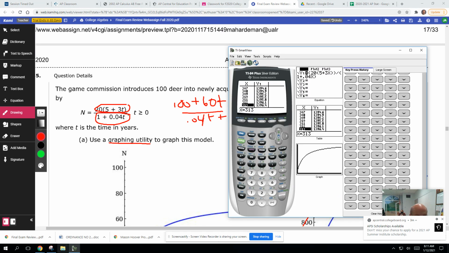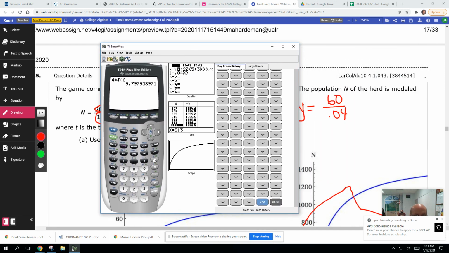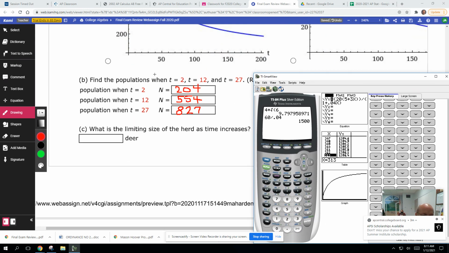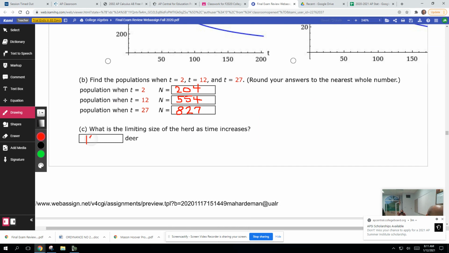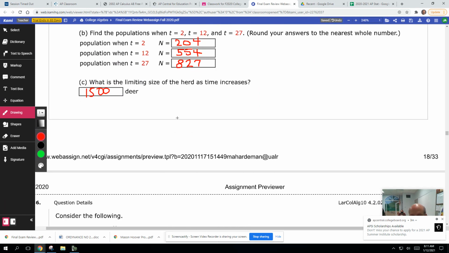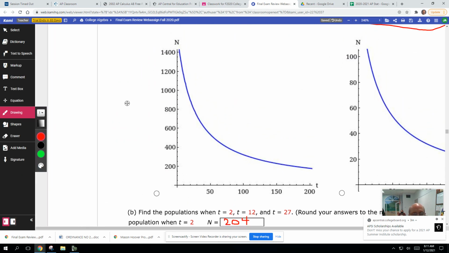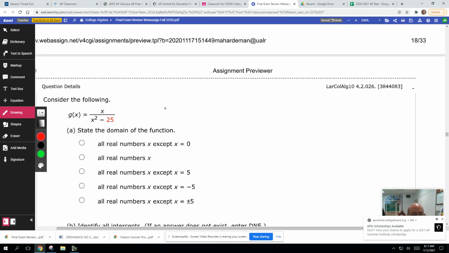This will be a little easier in tracing. I thought we'd be able to get to it quicker. But let's get second quit. Let's do 60 divided by 0.04. So 1,500 is what they're looking for as the limiting factor. We call that the carrying capacity, right? And that's how you do number 35.